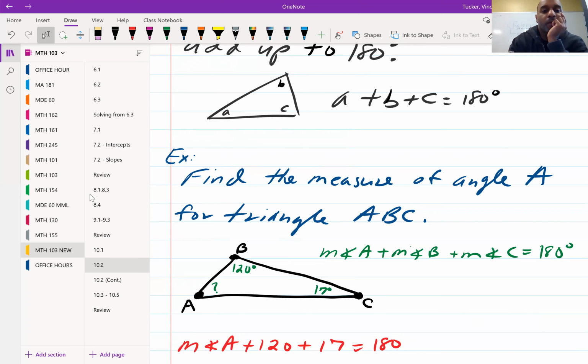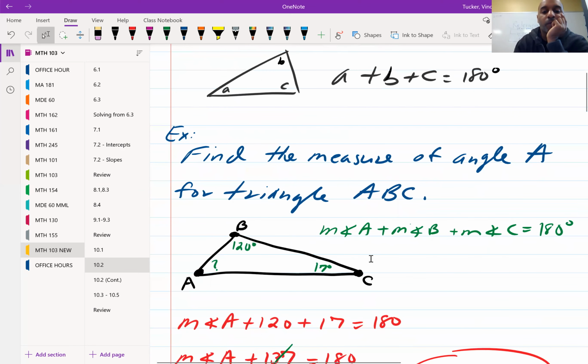So we can go ahead and add up 120 and 17.